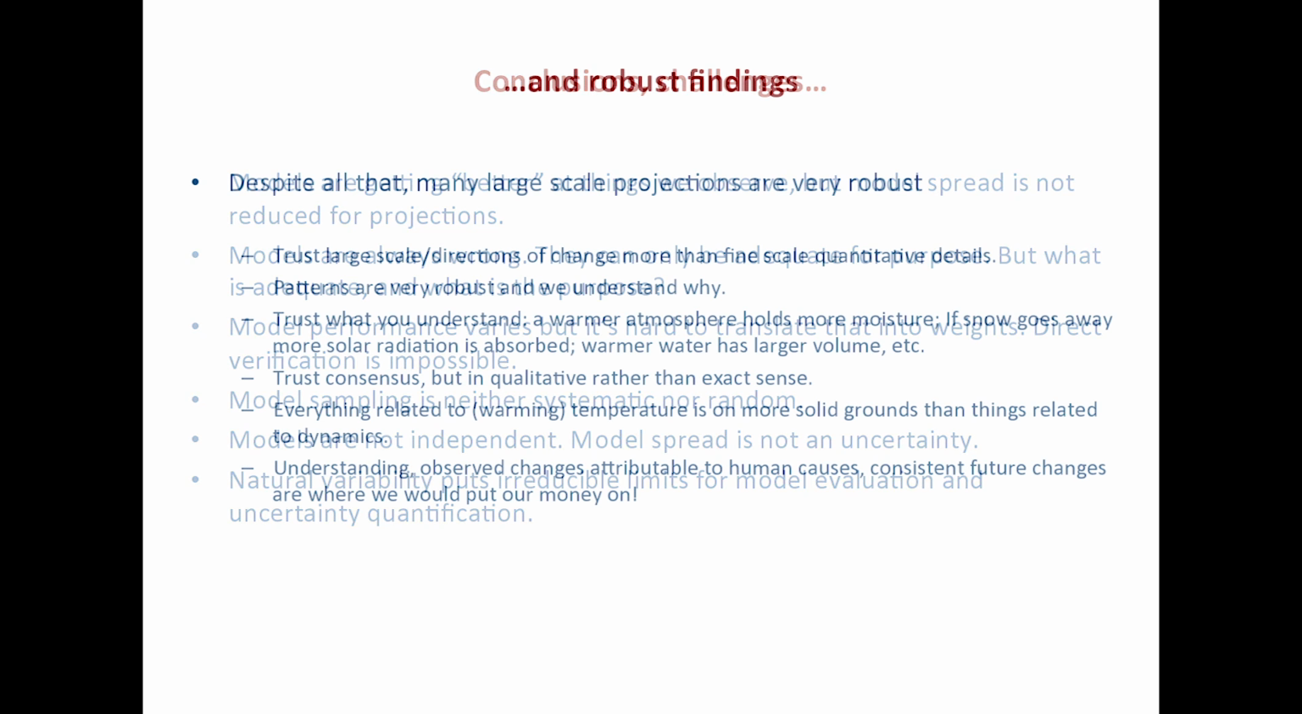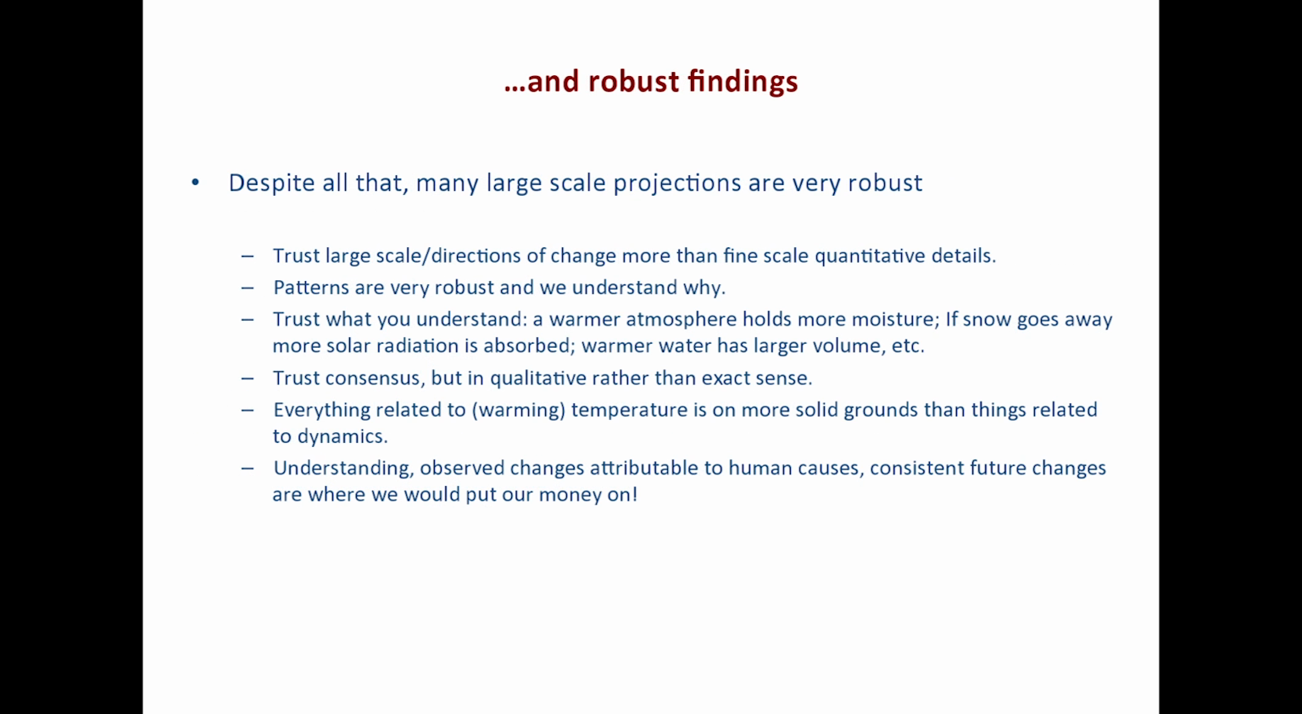But we know there are robust findings, and especially if you're interested in large-scale projections, continental-scale projections, there is a lot of robustness from generation to generation of models. The patterns of change are robust. We understand why they are there, and that's important. So it's not just blind faith in models. It's because we understand why the high latitudes are going to warm more or are going to be wetter.